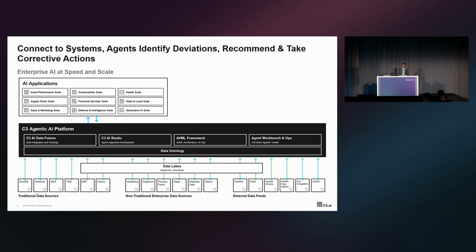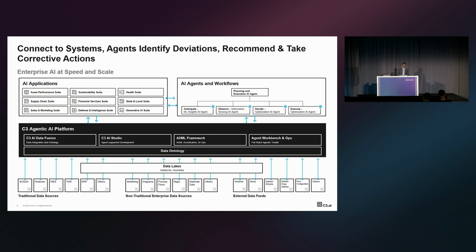Now, above this layer, as I mentioned, we have pre-built AI applications to do useful things, asset performance, supply chain, sales and marketing, et cetera. And those interoperate with our AI agents and workflow frameworks. On the right-hand side, you can see an example of our planning and execution agent that is ontology-aware, and it can orchestrate basically any ontology object, any machine learning model, any other agent. And it also, by the way, operates with third-party frameworks, fully MCP compatible, et cetera. So that's C3 AI in a nutshell. We can connect to systems. AI agents and models can identify deviations, provide recommendations, and then you can take action from in one stack.